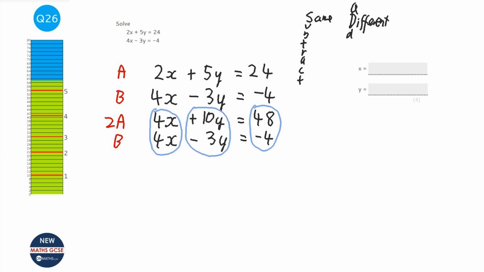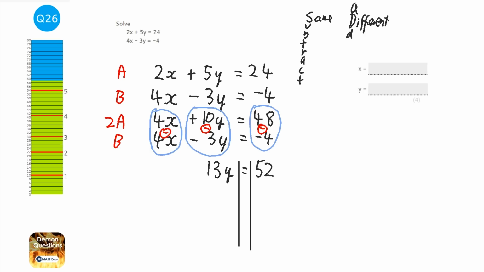Now the signs are the same because they're both positive, so we are going to be subtracting. So a minus there, a minus there, and a minus there. Okay, let's start. 4x take away 4x is nothing, which is good because it needs to be nothing. 10y minus 3y. Now 2 minuses make a plus, so that's 10y plus 3y, which would be 13y. And we've got 48 plus 4, because the 2 minuses make a plus, which is going to be 52. I'm going to put my lines in.